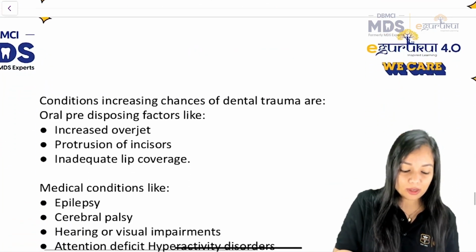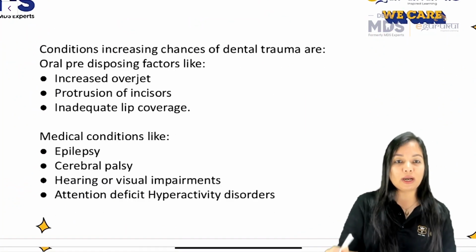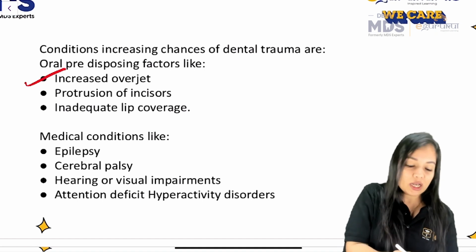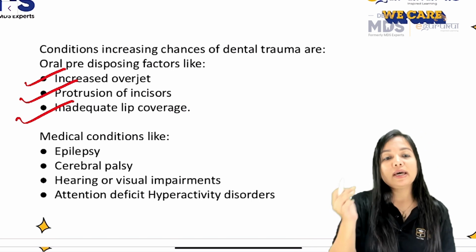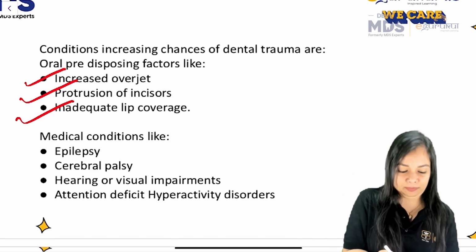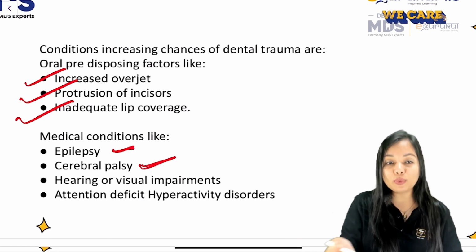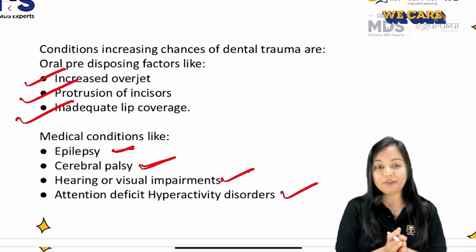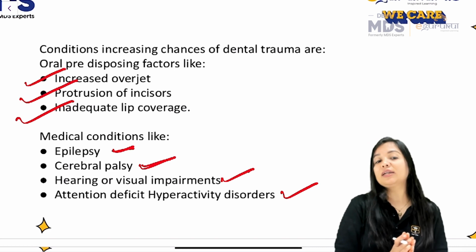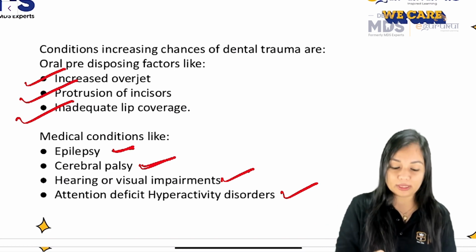Clear? So there are conditions that might increase the chances of dental trauma, and they are increased overjet, protrusion of incisors, and inadequate lip coverage. Again, the medical conditions like cerebral palsy, epilepsy, hearing or visual impairments, and attention deficit hyperactivity disorders are certain medical conditions in which the child is at a greater risk to dental traumas.